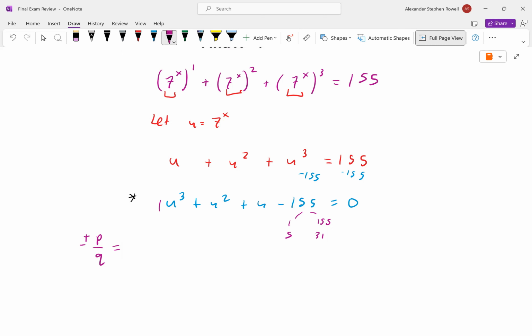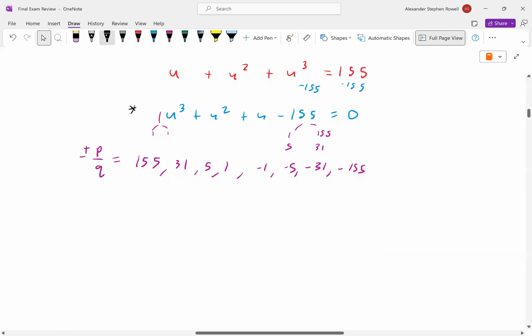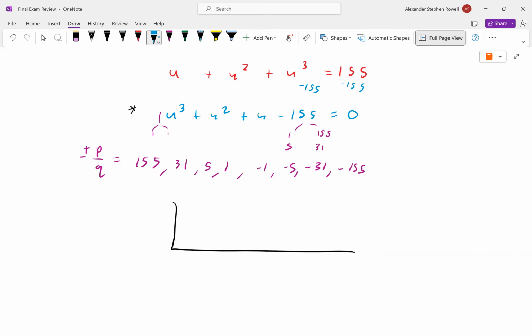And what are my factors of Q? 1. Okay, so my options are 155, 31, 5, 1, -1, -5, -31, -155. All divided by 1 and -1, right? Yep, synthetic division. So what do I do here? Okay, but what constants are right here? 1, 1, 1.